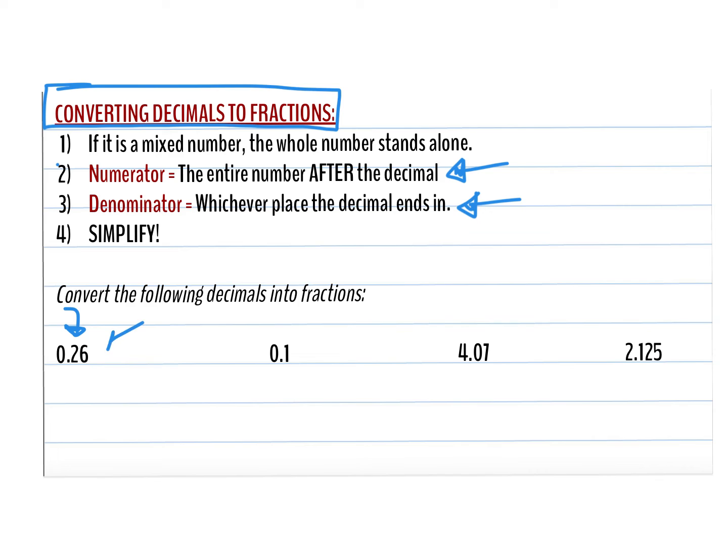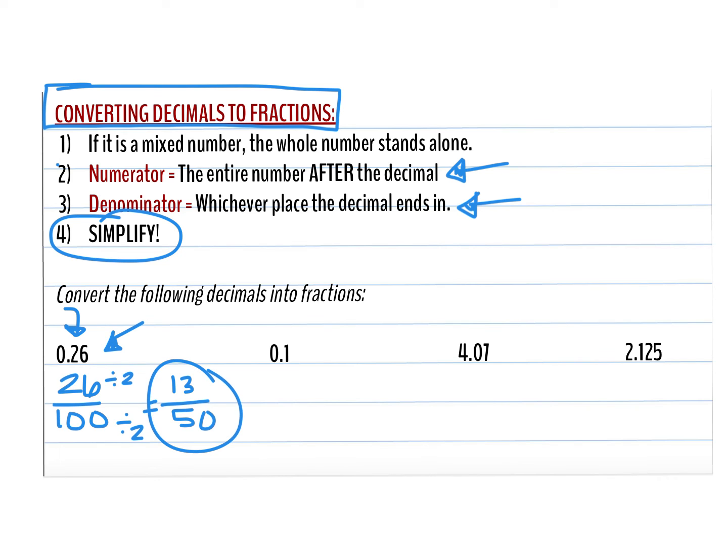So here, back over here to 0.26, I would say 26 hundredths. So 26 hundredths is going to be my fraction. But then we always simplify. So I know that 26 and 100 can both be divided by 2. So then I would have 13/50, and that's my answer in simplest form. 0.1, so I would say 1/10. So then I would have 1/10. That's in simplest form. So then I'm done.